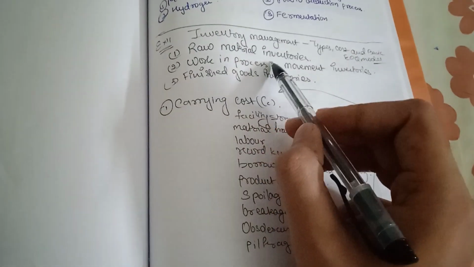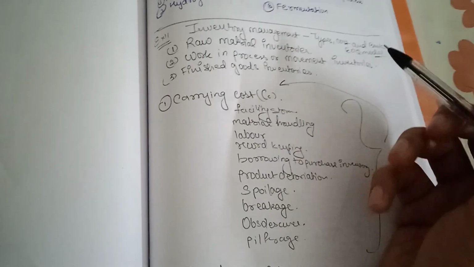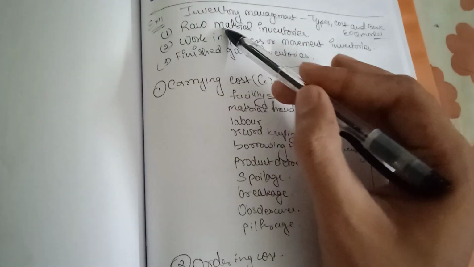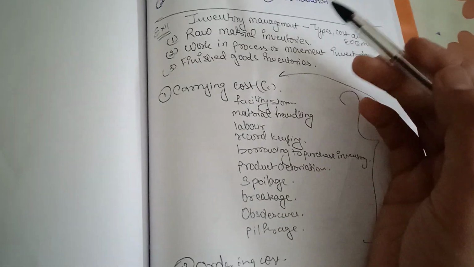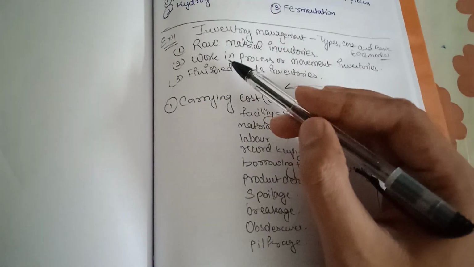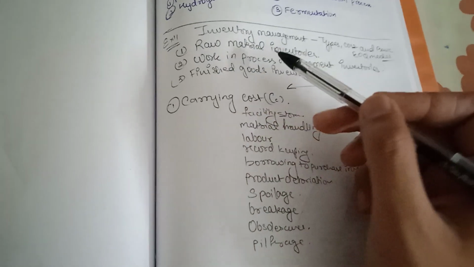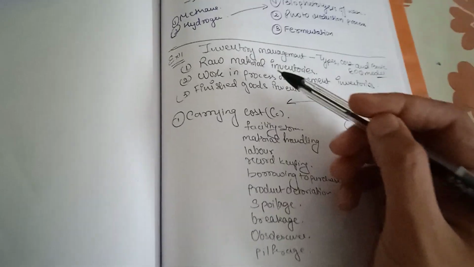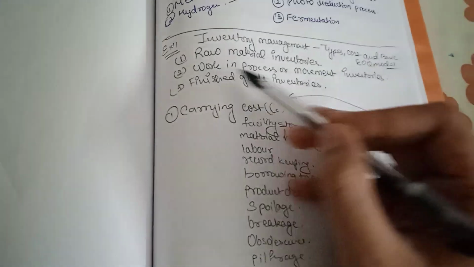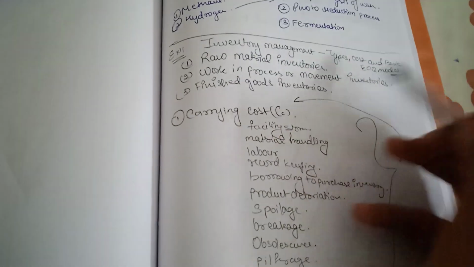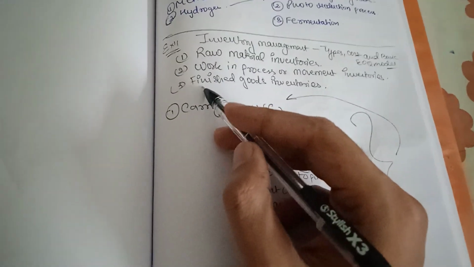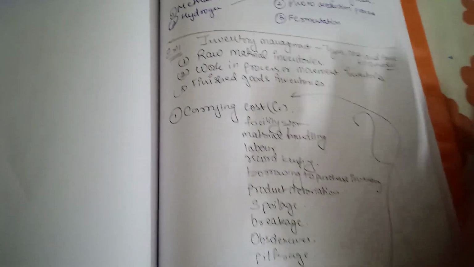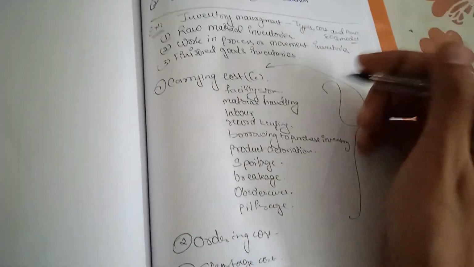If you are making scooty parts, or making the scooty itself, you will have raw material like iron sheets and iron core metal, everything will be there. Then unfinished products will be there. Somebody will have the mudguard, somebody the body, somebody the lower base portion. So that will be the work in progress inventory. And then come the finished goods, like the finished scooty. So you are going to have these three things.